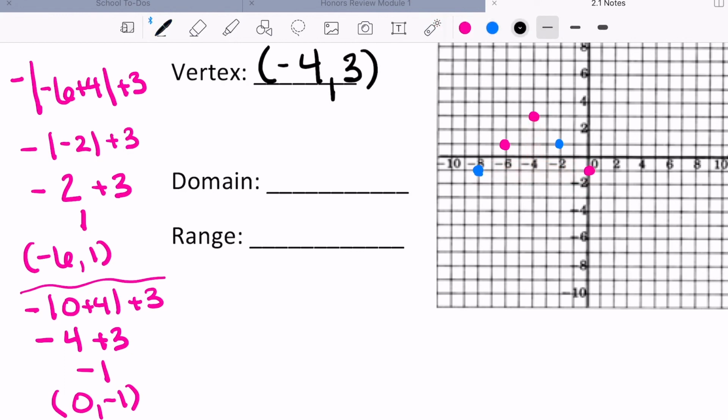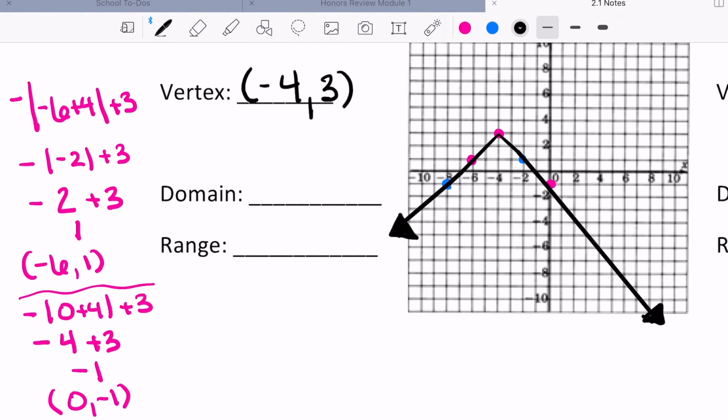Now I have several points, enough to guide me to draw my function. Remember, take up all of your graph. There's nothing wrong with doing so. Draw your arrows at the ends. And we have our function.